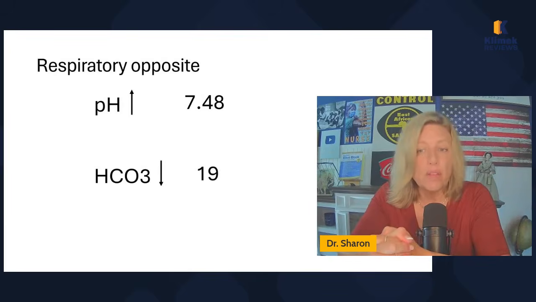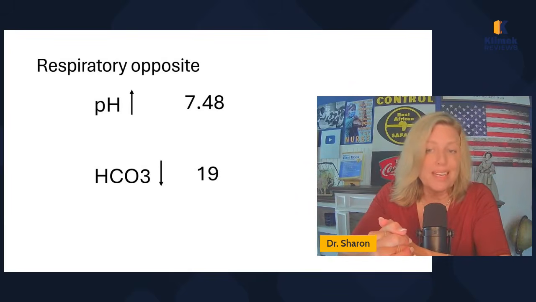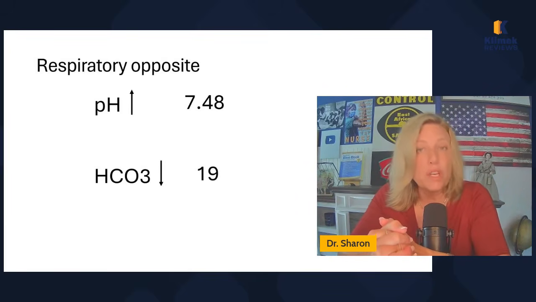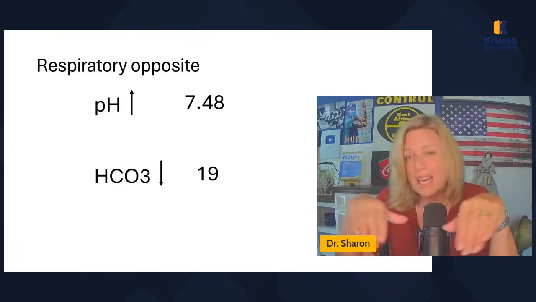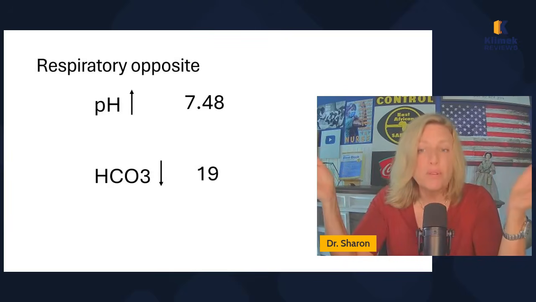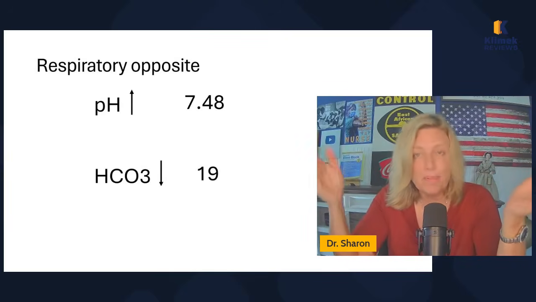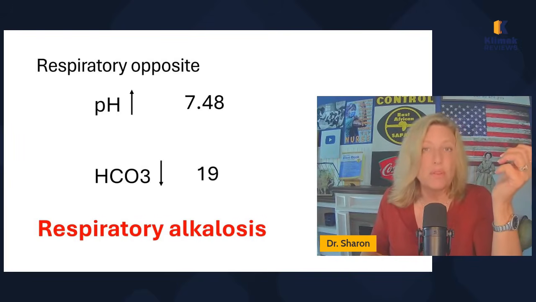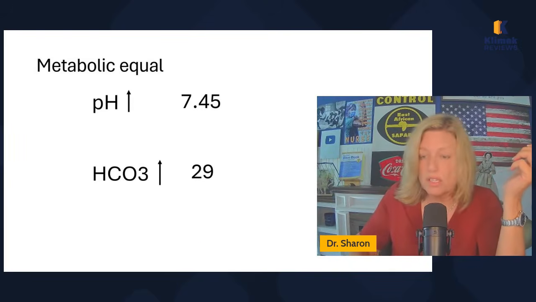And then another example here, the pH is up and the bicarb is down. So we know it's respiratory as opposed to metabolic. So you cross off all those metabolic options and you say, okay, I know it's respiratory, but which respiratory is it? Well, if the pH is up, then it has to be respiratory alkalosis.